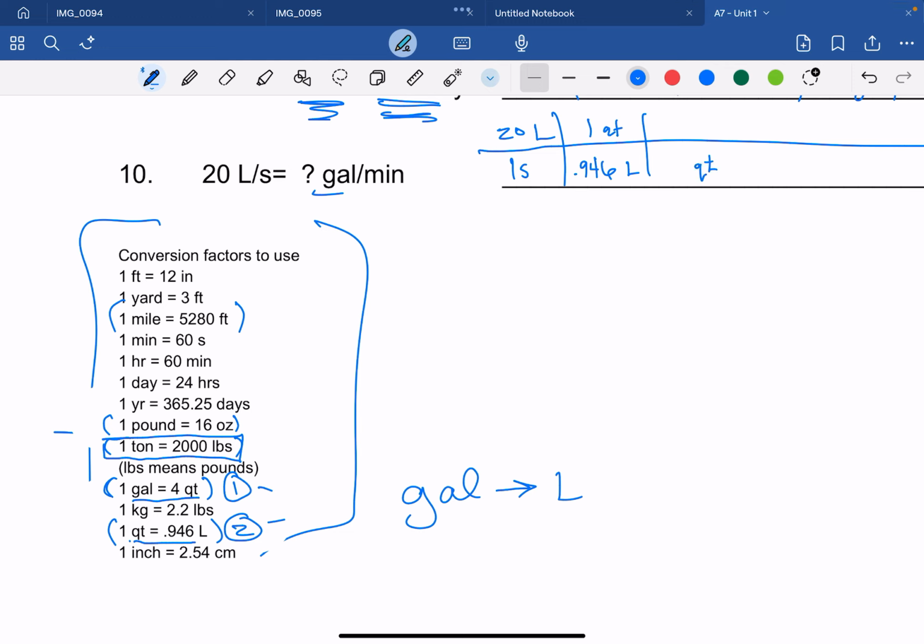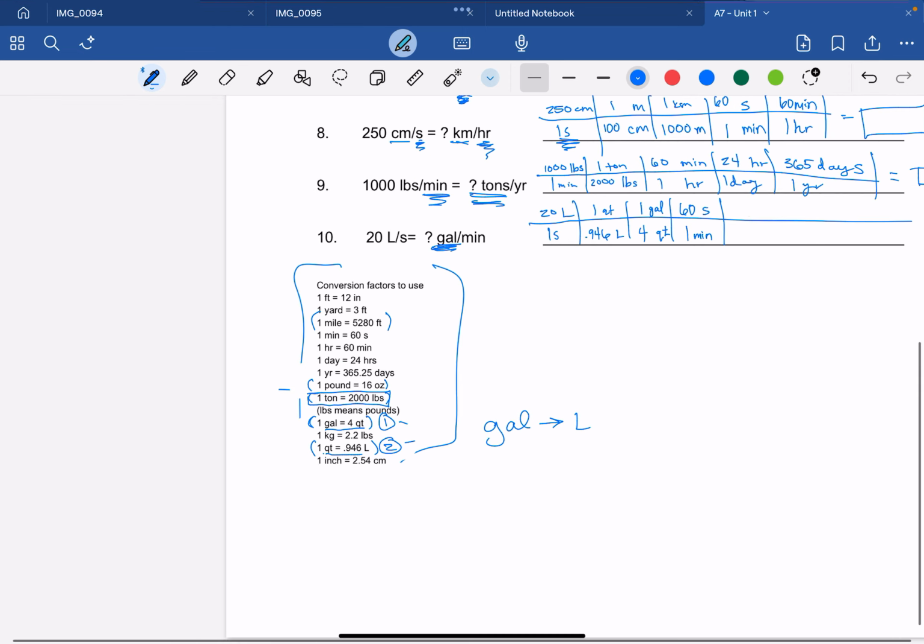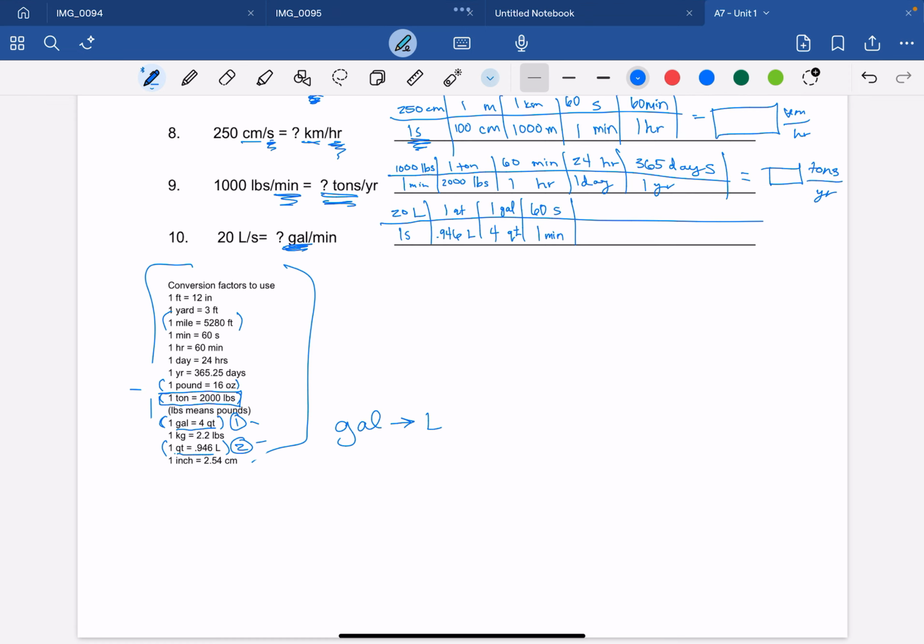And then we are in quarts. So you got 4 quarts. And that is the equivalent of 1 gallon. Now we are in gallons. Let's get seconds to minutes. So you got 60 seconds in 1 minute. And that is where you can stop. So then plug in your numbers. 20 times 60 divided by 0.946 divided by 4 equals gallons per minute.